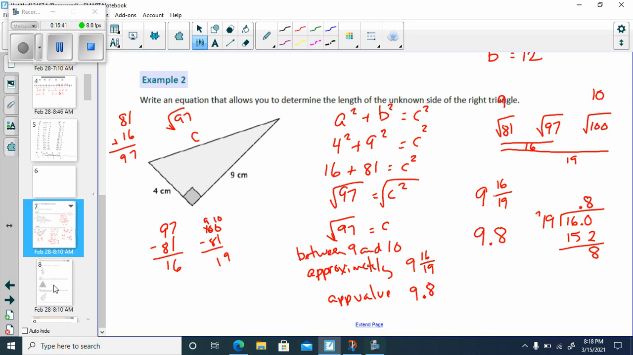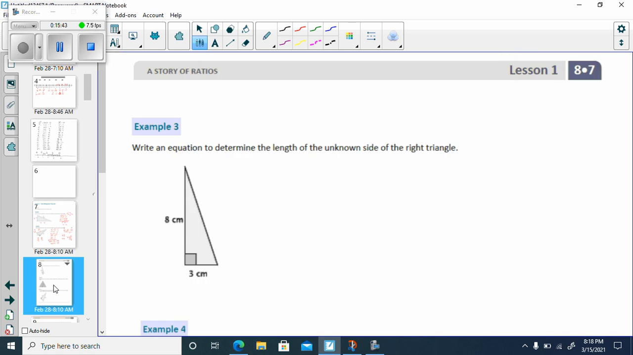Let's do another one. This is the next one in the book. This is on page 2. That first batch was on page 1. Now we're on page 2.